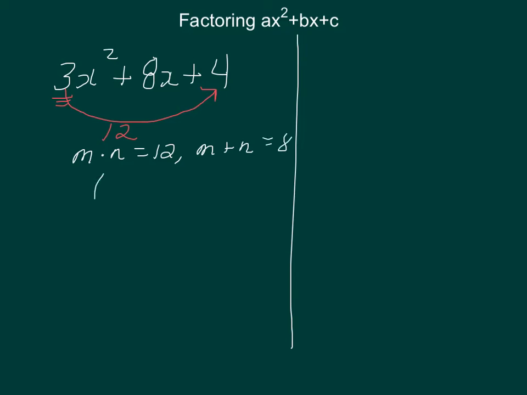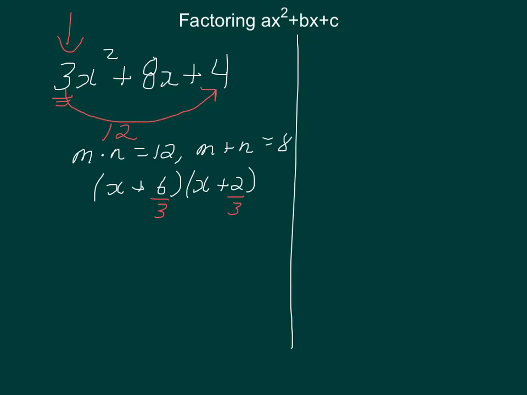So we're going to rewrite this as x plus 6 times the quantity x plus 2. Two numbers that multiply to be 12 are 6 and 2, and those both add to be 8. Notice now I did not do anything with the 3 yet. I left it alone. So now what we're going to do is divide those constants by 3 and simplify.